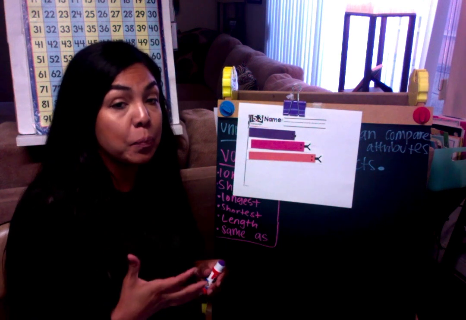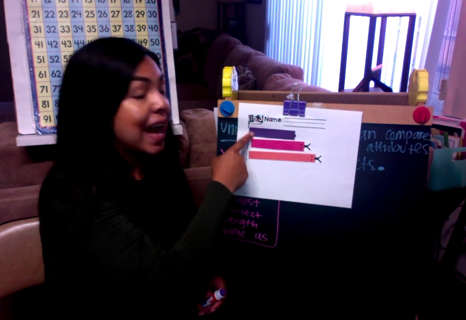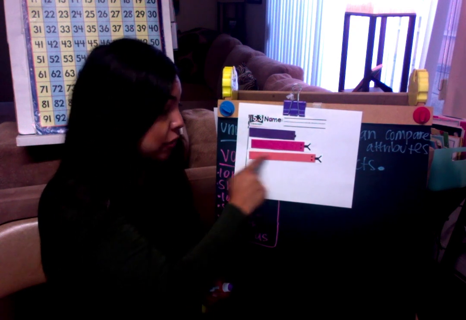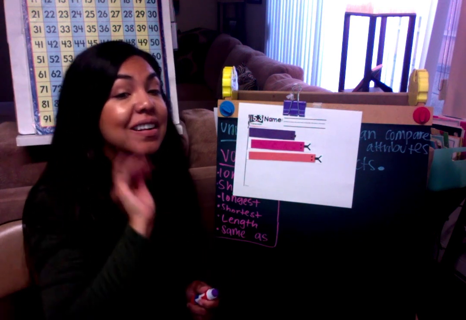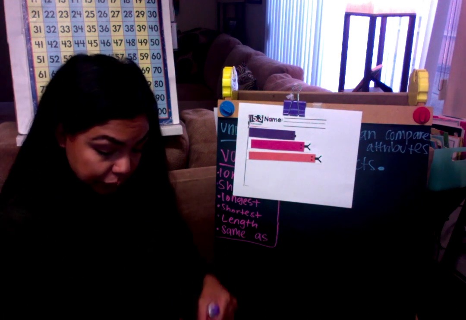Now let's look at the purple one. Is the purple one still the shortest worm? Good. How about the pink? Is that one shorter than the orange? Yes. How about the orange? Is that the longest one so far? Yes, so far that is my longest one. Good. Now let's go ahead and continue.